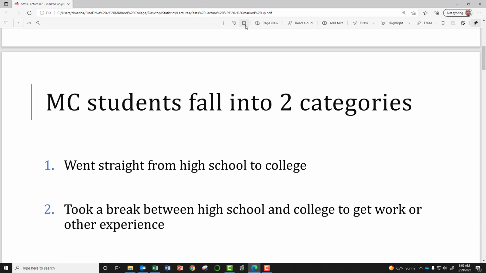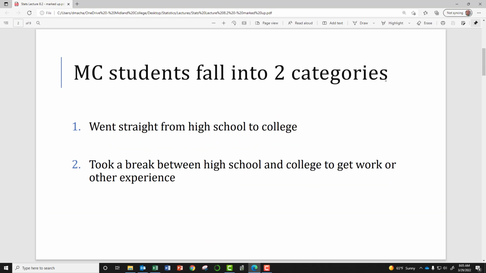So we might say that Midland College students fall into one of two categories. Either the student went straight from high school to college, graduated in May and went to college starting in August, or the student may have taken a break between high school and college to get some work experience or to travel or do whatever they needed to do for some time or some years in between.